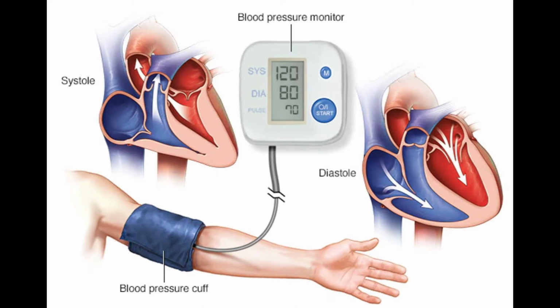If the measurement reads 120 systolic and 80 diastolic, we would say 120 over 80, or write, 120 per 80 mmHg. A low blood pressure level ranges less than 90 per 60 mmHg.